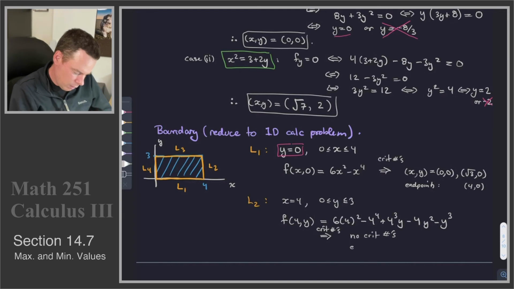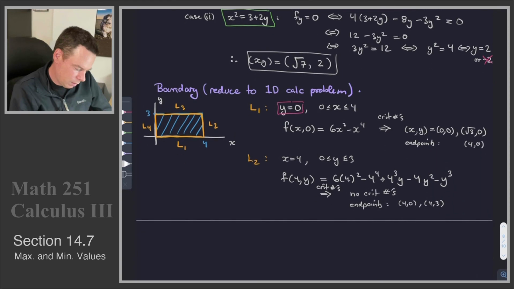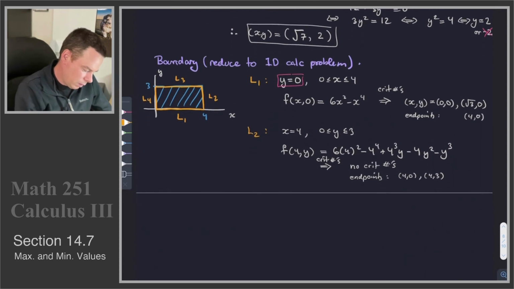So that means that along this curve L2, our function f has maximum or minimum values that would occur at the endpoints. And so we'd have to keep the endpoints in mind. The endpoints are x equals 4, y equals 0, and x equals 4, y equals 3. Now we'll do the same thing for the next curve, L3.